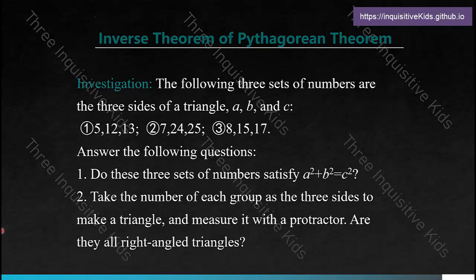First, let's review the Pythagorean theorem. And that would be, yes, you can say it along with me, a squared plus b squared equals c squared.